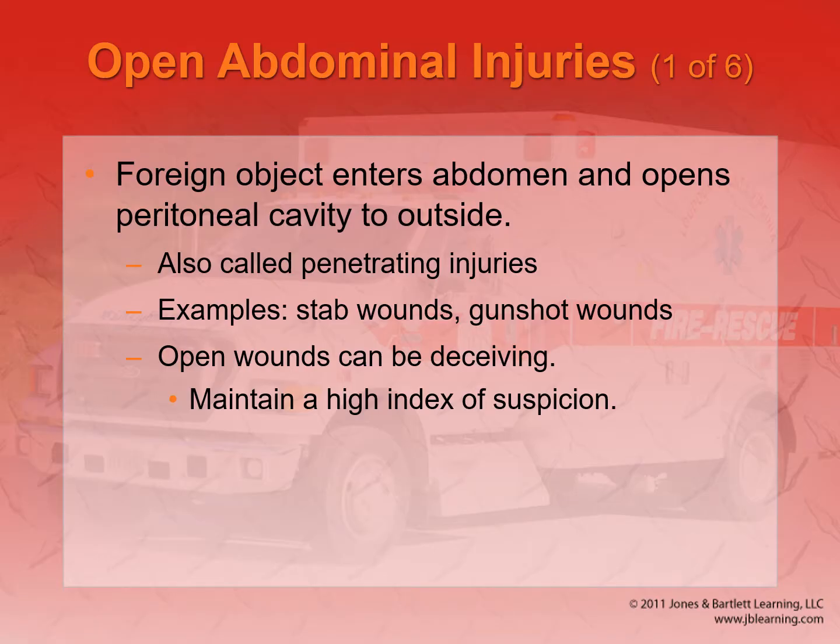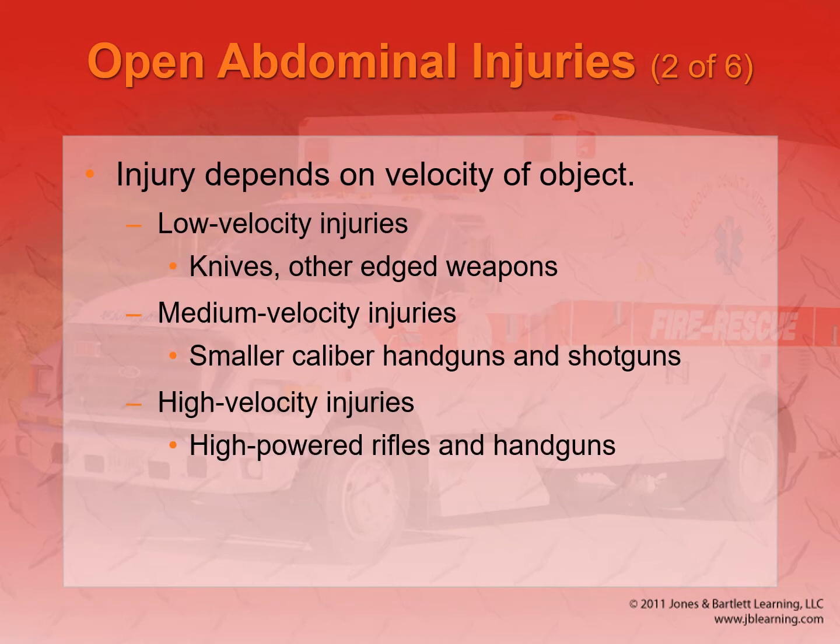Okay, so open abdominal injury. Penetrating injuries, right? That's when some sort of object, stab wound, gunshot wound, something or other has opened into the abdominal cavity. Injury depends on velocity of the object. We've already talked about this in some previous lectures, the difference between a low velocity and a high velocity weapon. Low velocity is going to be like knives and baseball bats and stuff like that, because low velocity is basically human powered, that's what's providing the energy to move that object. Whereas medium velocity and high velocity, that's generally some sort of machine or tool involved.